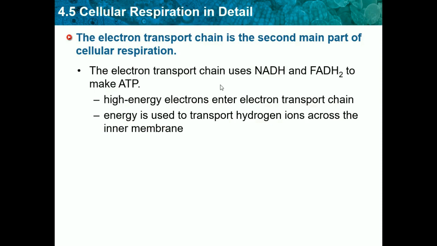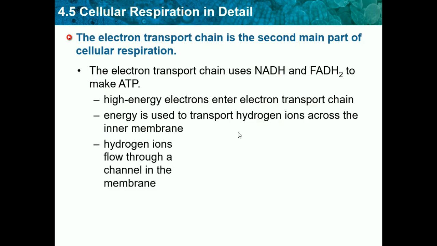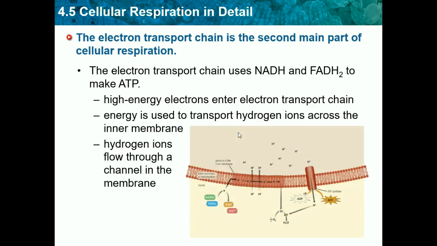If this is sounding familiar, it really is, because in photosynthesis, this is the exact same thing that happens. It takes the hydrogens from one side of the border and crosses it over to the other, and this helps produce energy. So the energy is used to transport hydrogen ions across the membrane. It takes it from the outside, and it collects it all inside the membrane. So hydrogen ions flow through a channel in the membrane.